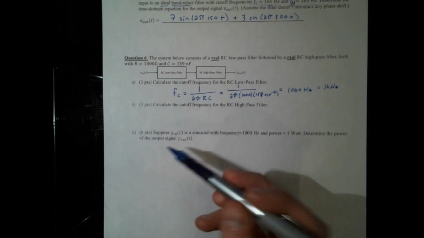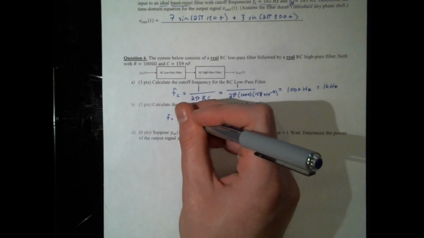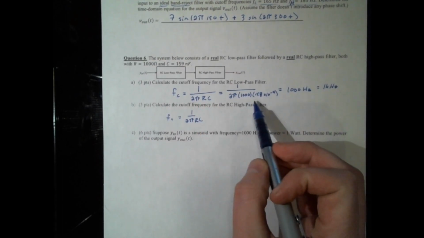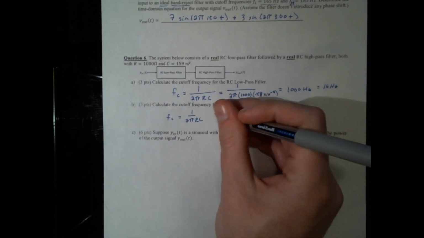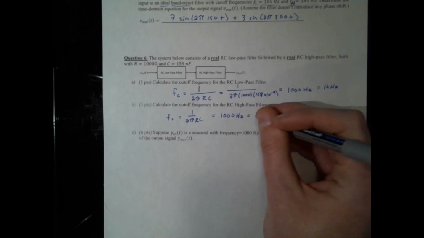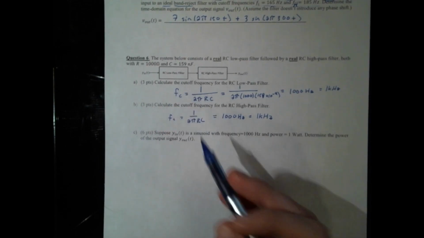That's important for the second part, which is what is the cutoff frequency for an RC high pass filter? Well, it's the same deal: the cutoff is where the impedance of the resistor and the capacitor are the same. So we're going to use the same equation, FC equals 1 over 2 pi RC, with the same values for our resistor and capacitor, and so our high cutoff is going to be 1000 hertz, or 1 kilohertz. We're just configuring these in the opposite order. In the low pass filter we have the resistor followed by the capacitor. In the high pass filter we have the capacitor followed by the resistor.